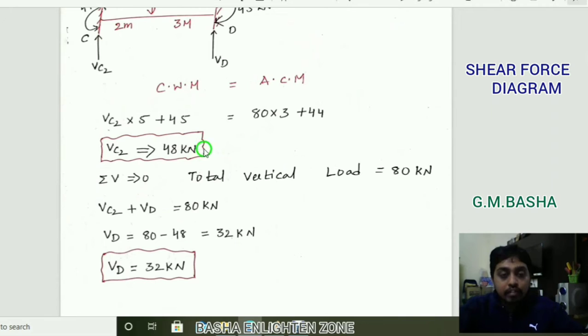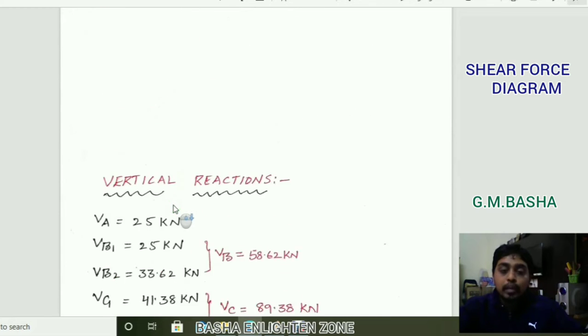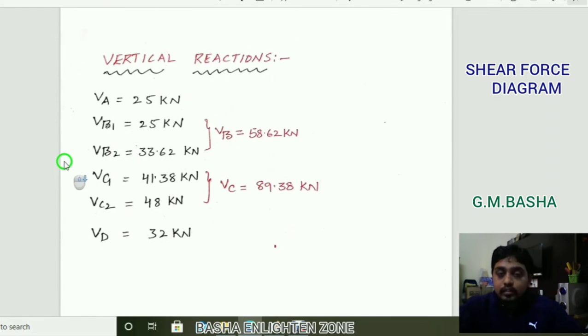After that you simplify in your calculator, you will get 48 kilonewton, and again if you substitute this VC2 in the sum of the vertical loads equation, you will get the VD value, 32 kilonewton. So friends, after obtaining all these vertical reactions, please write down like this: VA equal to 25 kilonewton, VB1 equal to 25 kilonewton, VB2 equal to 33.62 kilonewton. If you add these two, VB equal to 58.62 kilonewton, VC1 equal to 41.38 kilonewton, VC2 equal to 48 kilonewton.